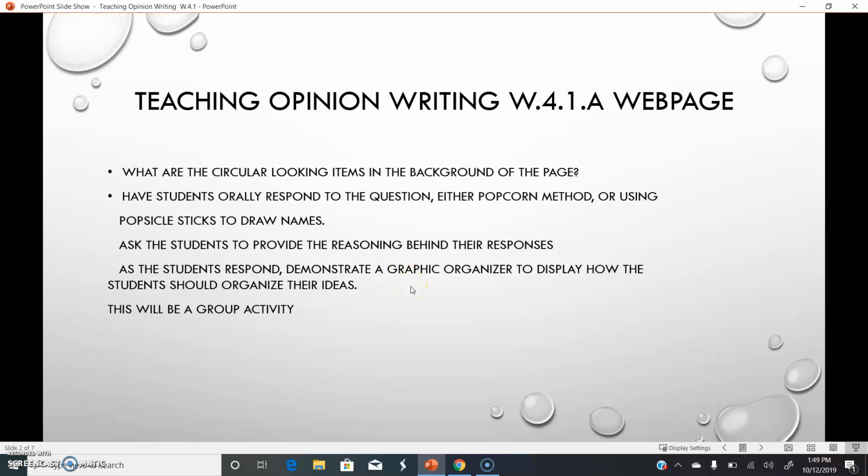As they respond, help them as you write down in a graphic organizer. Just do a circle with what they are and reasons coming off of it if you don't have a graphic organizer handy for you. In class, this will be done as a group activity.